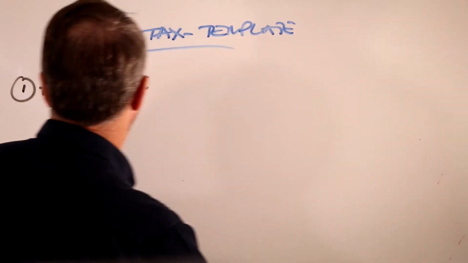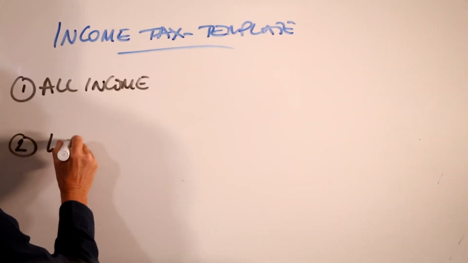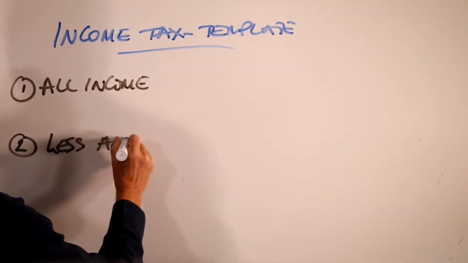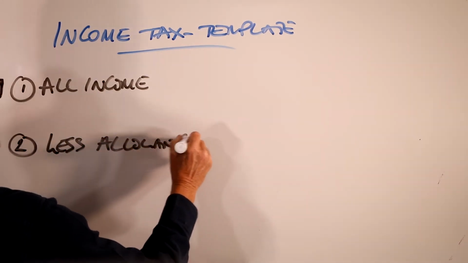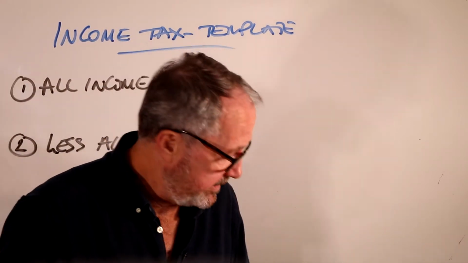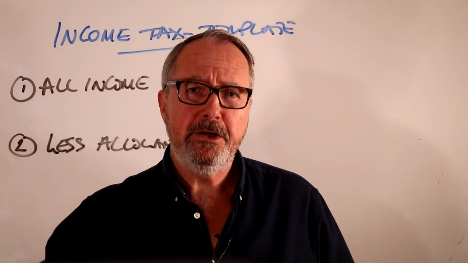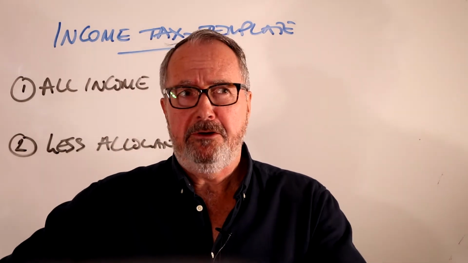The first one are your allowances. So number 2 then is less your allowances. Now allowances, I'll just put that up for you. You've come across many times before. Allowances are something that everybody in the UK is given, even when you're age 1.